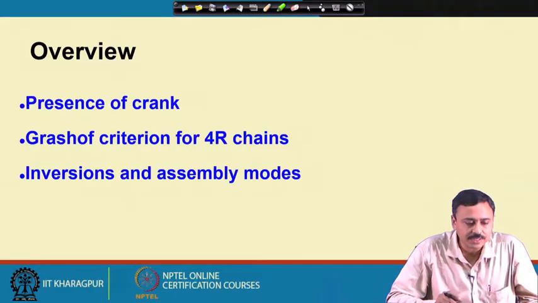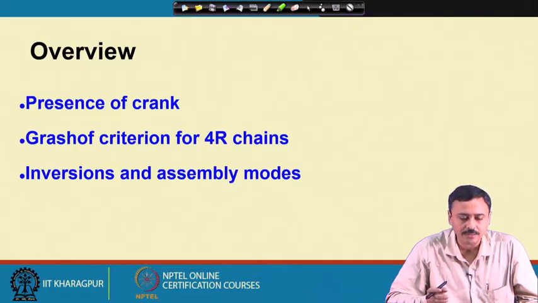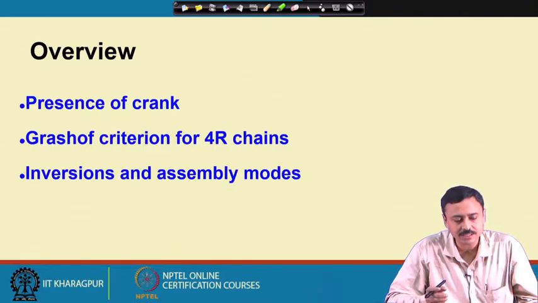The overview of this lecture starts with presence of a crank in a mechanism, in a kinematic chain. Then we will discuss the Grashof criterion for 4R chains, and then I will discuss inversions and assembly modes.